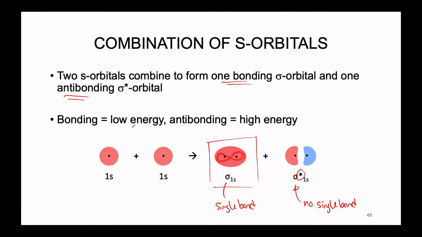Bonding, in other words, is low energy. Low energy equals stable. Anti-bonding is high energy, which is going to equal unstable. So depending on the balance of the electrons in the bonding and the anti-bonding, you will either end up with a stable or an unstable bond, which means a stable or an unstable molecule.